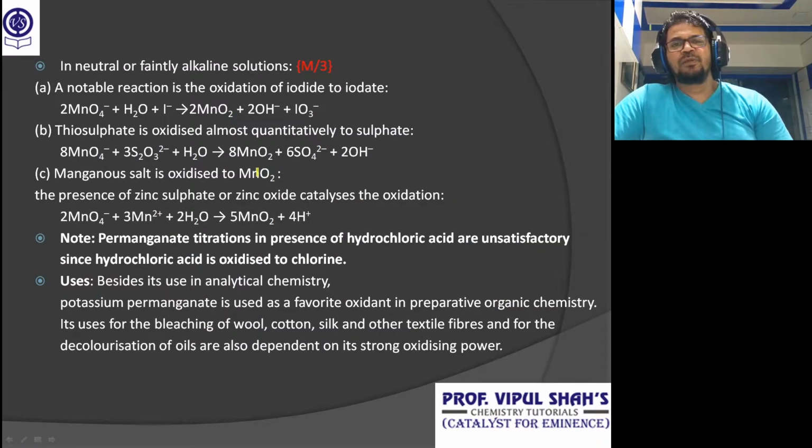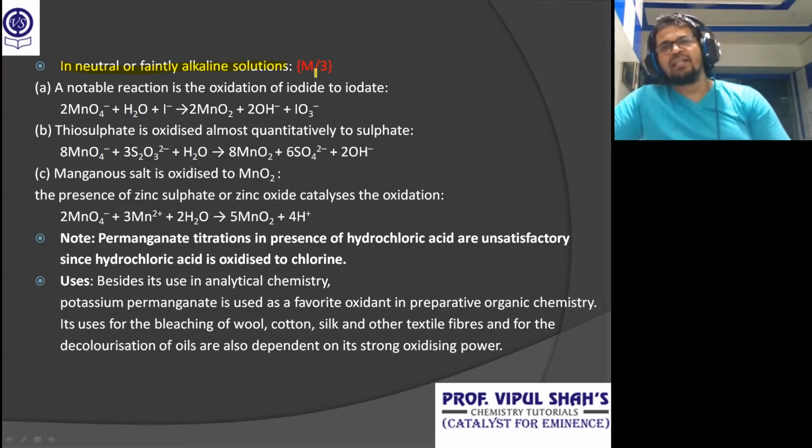Then next, in neutral or faintly alkaline medium, in both we have the formula M/3. M/3, what is happening? MnO4 minus is straight away getting converted to the state of Mn in +4 state. So +7 becomes +4. So it gains 3 electrons, and +4, which is the compound? MnO2. So permanganate ions, MnO4 minus, are reduced straight away to MnO2, in which Mn is +4.